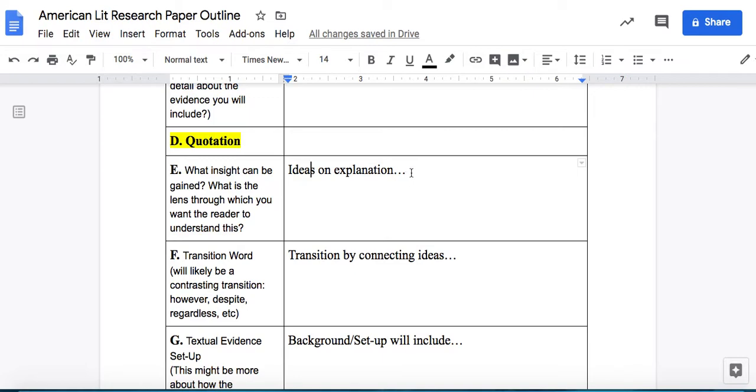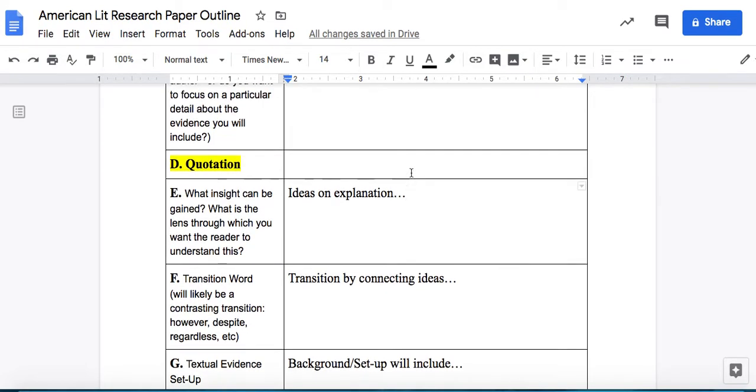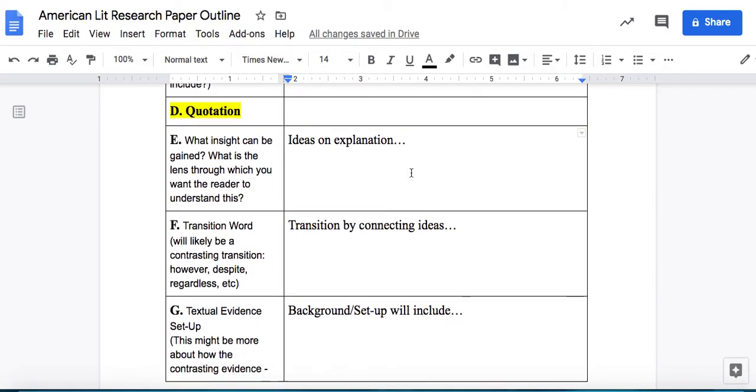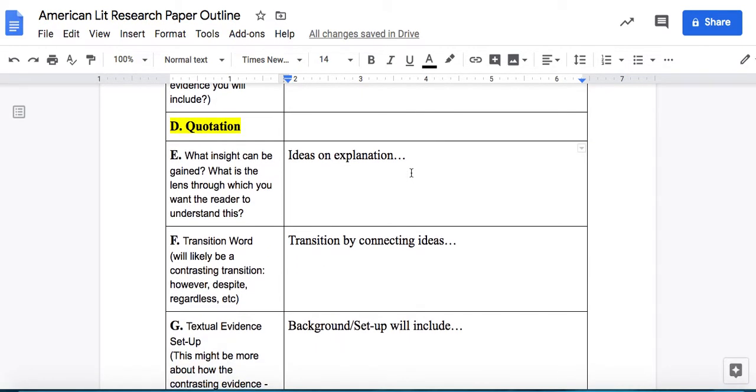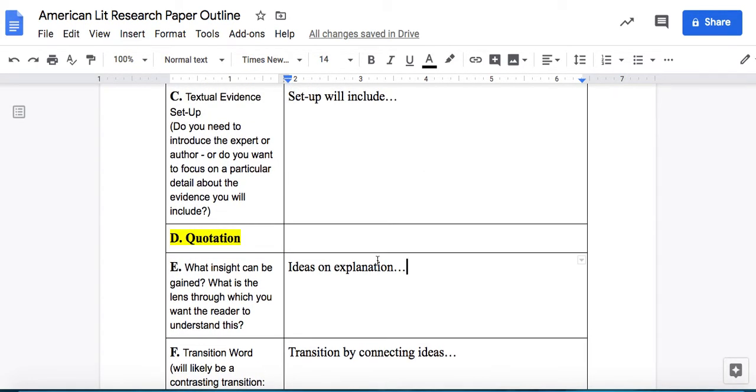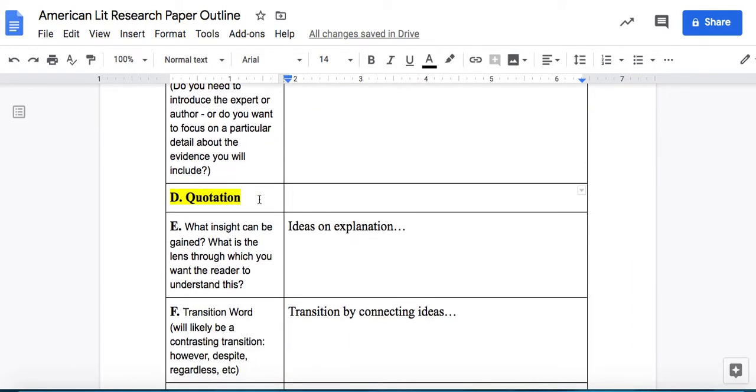Ideas on explanation will include the reason for which this is a good idea, a bad idea, the reason for which this does not hold water, because then you're going right into your transition, okay? Now, there are different ways to do this, but I do want you to start with the opposition, because it's kind of like if you think of volleyball, you lob the ball up and then you spike it, right?